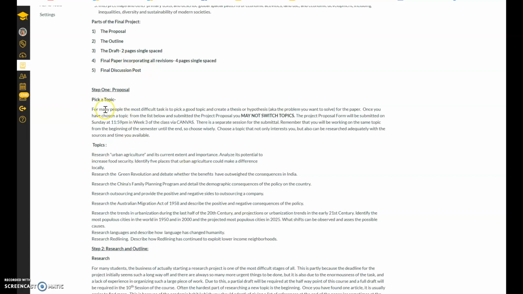Step 1, you're going to pick a topic. Here we go. The topic that you pick with this paper proposal, you can't switch it. So it's really important that you spend some time next week looking at the topics and deciding what's best for you and what suits your interest. Remember, you're more likely to write about something that you're interested in rather than what you're not interested in.